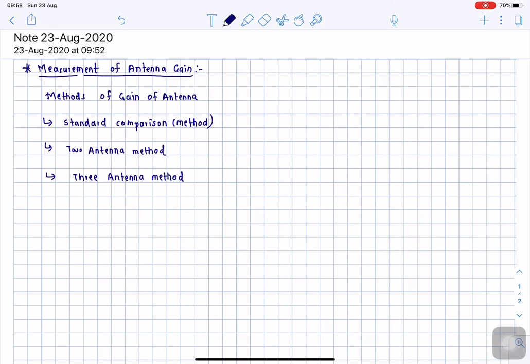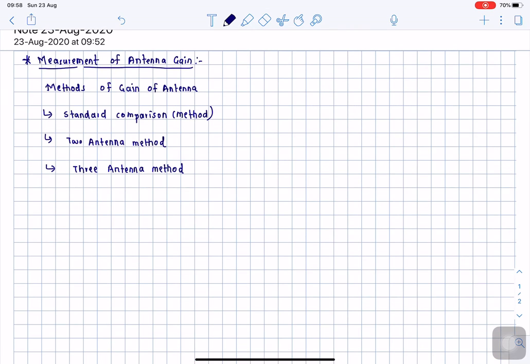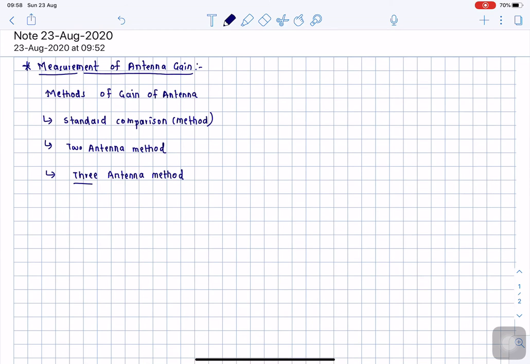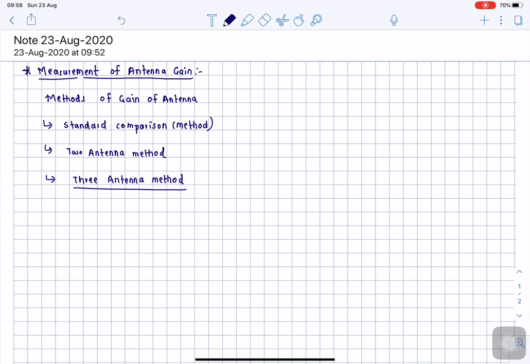The measurement of the antenna gain can be calculated using any one of these techniques. But out of these, the three antenna method is the most accurate one, because it involves making use of three separate antennas, and it improves the accuracy of calculation of the gain of the test antenna, right? So first of all we will discuss the standard comparison method. It is straightforward.